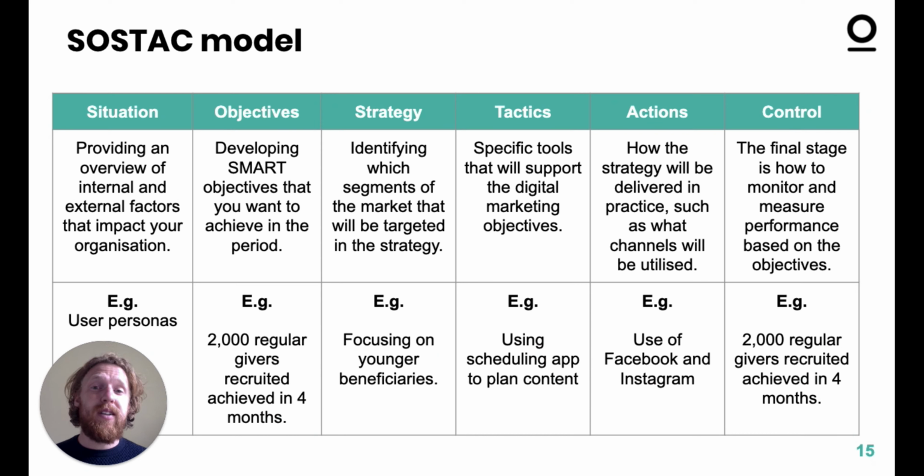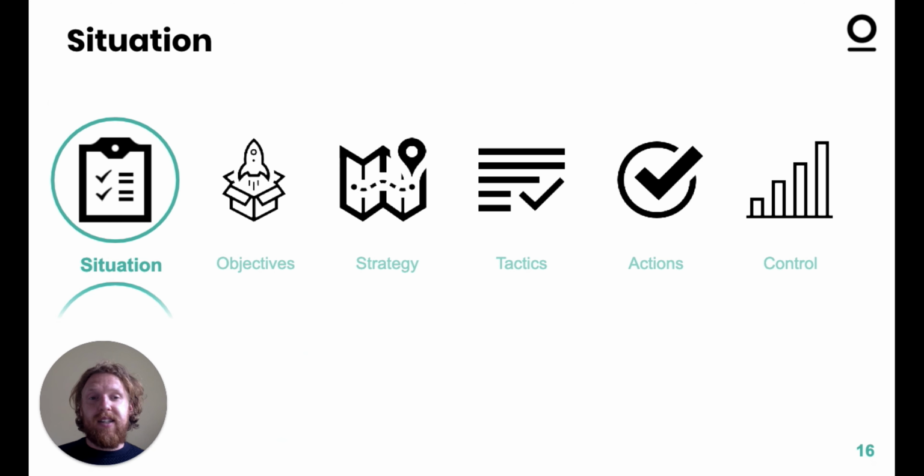So for example, on a simple basis, measuring how you're going to get 2,000 regular givers recruited in 4 months could be quite straightforward and will tell you whether you've achieved your goals or not. So putting all those together, you get the SOSTAC model. And we're going to help you walk through each of those areas again and give you more of an idea about how you can build each of those out. So here are the 6 areas. We'll start with situation and we'll work through each of these in the next lessons.